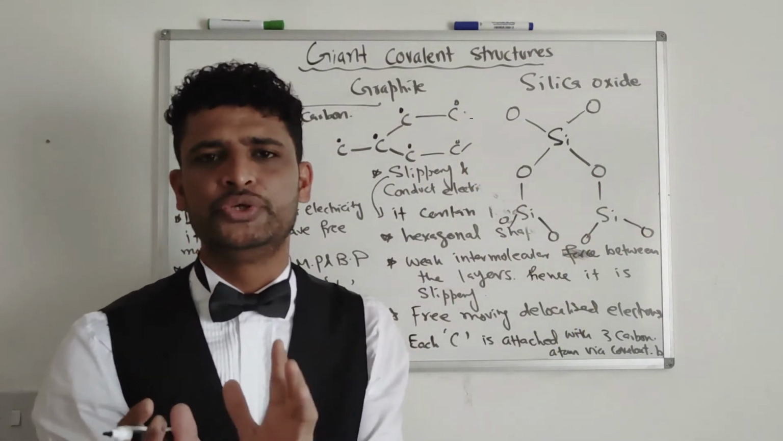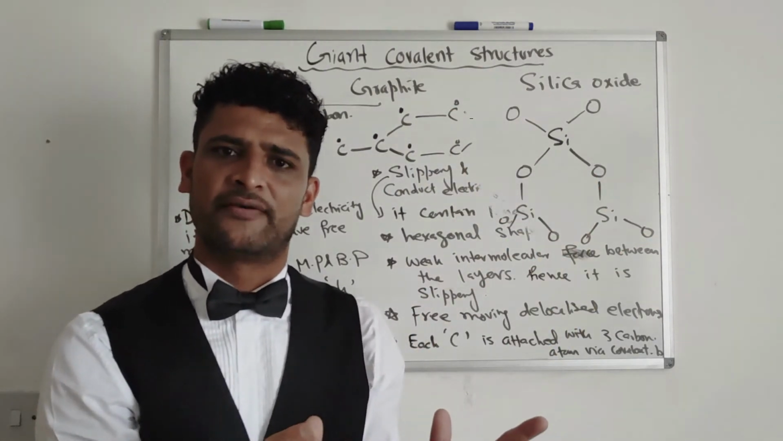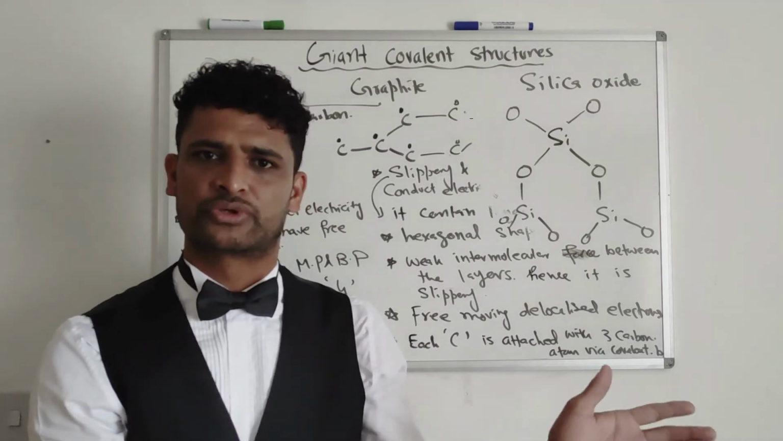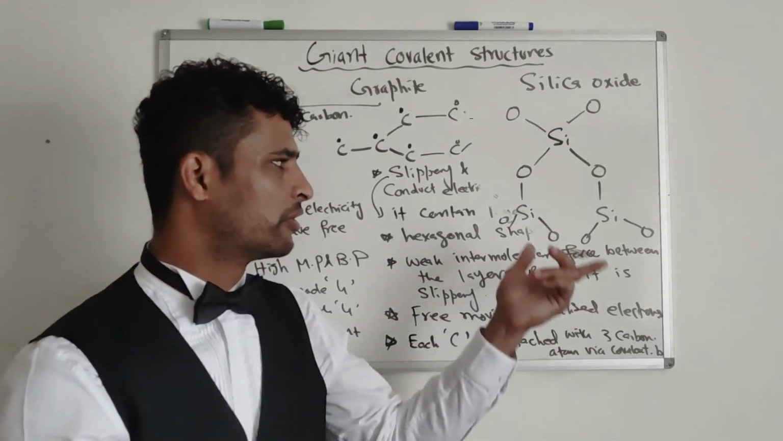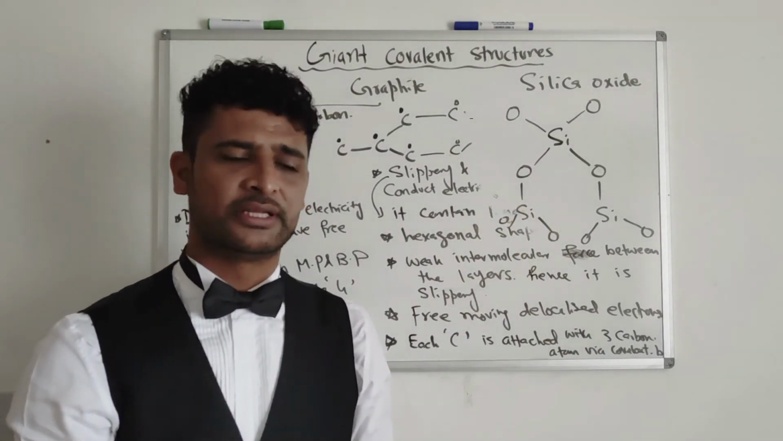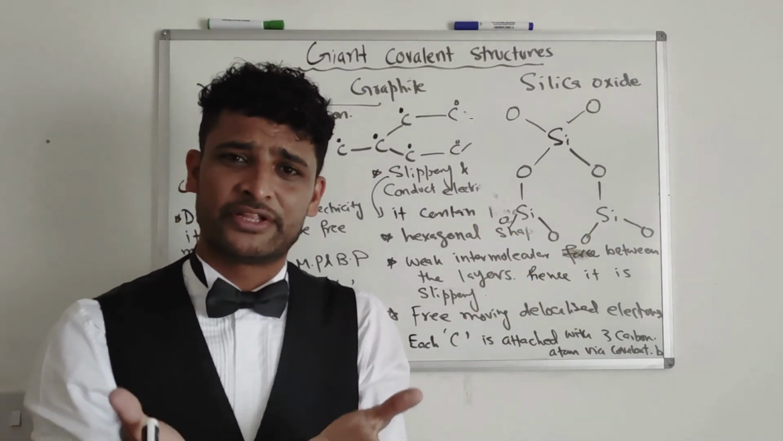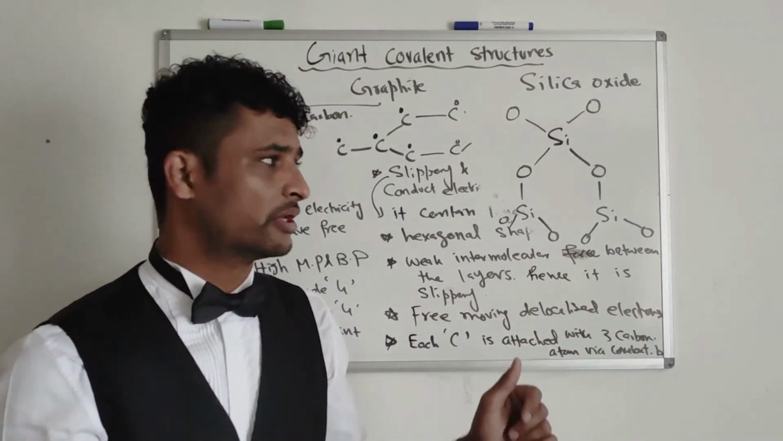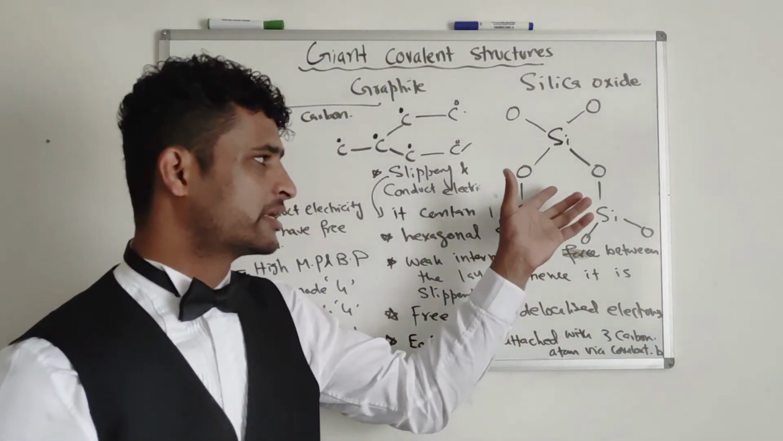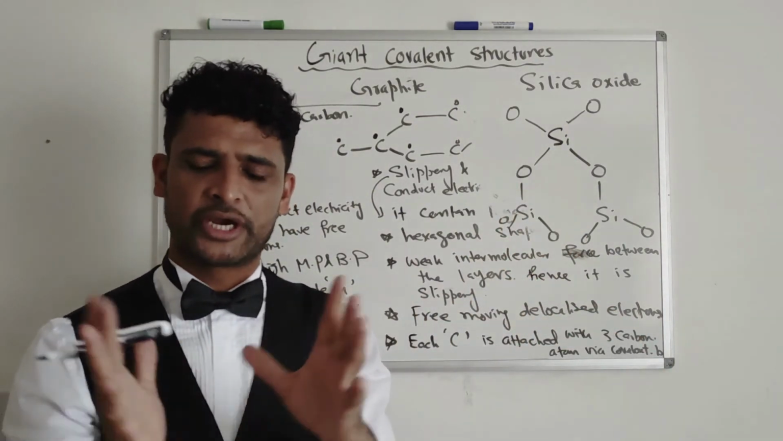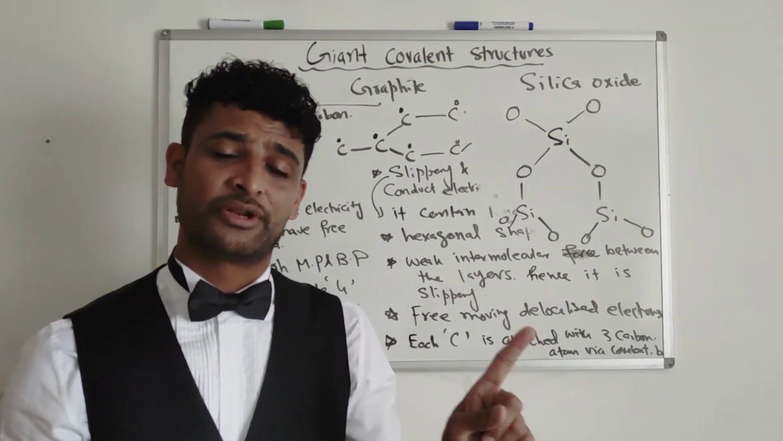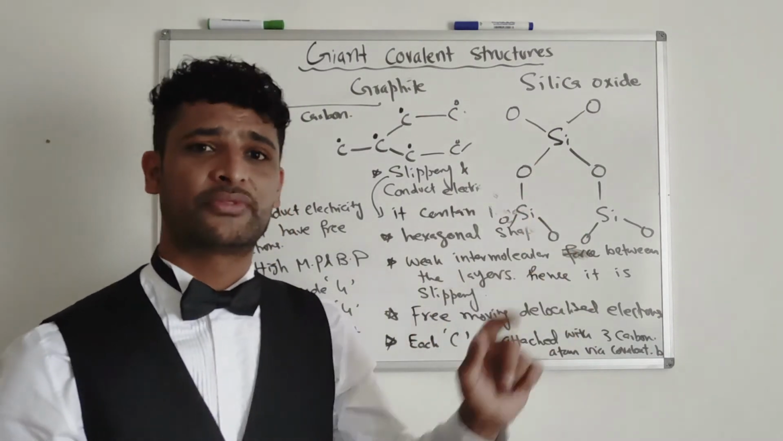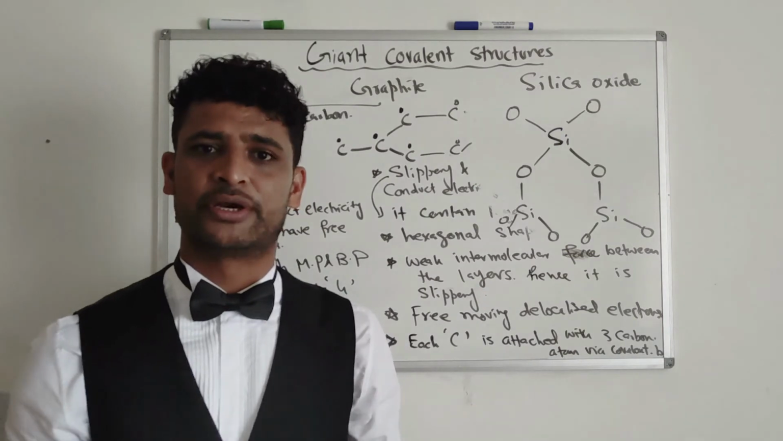Silicon oxide is used in the blast furnace where they do some sort of burning or combustion of other materials. And because it is very solid and very strong, they use this as a base for those combustion reactions. Silicon oxide also makes a giant covalent structure. Each silicon is attached with 4 oxygen atoms in the giant covalent structure.